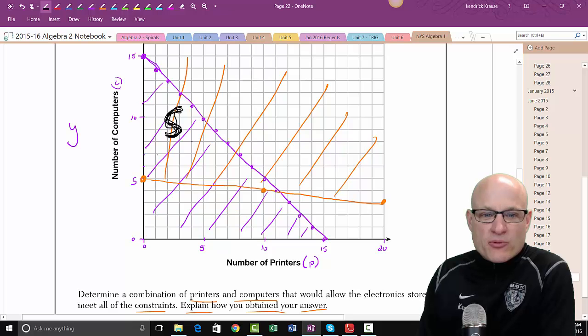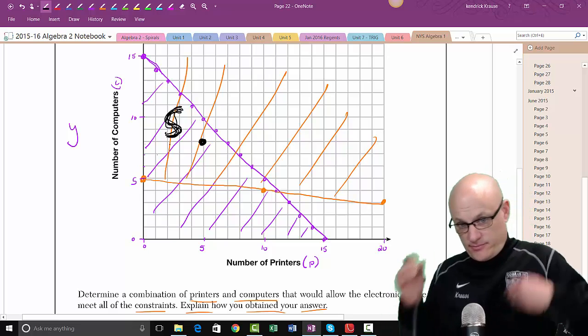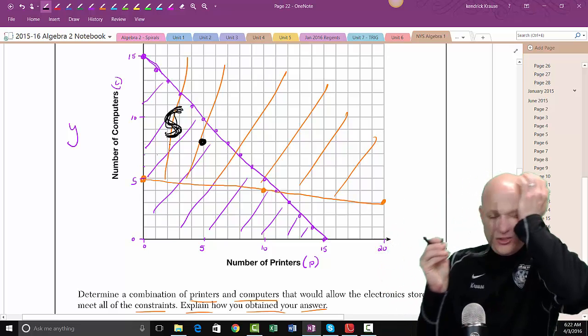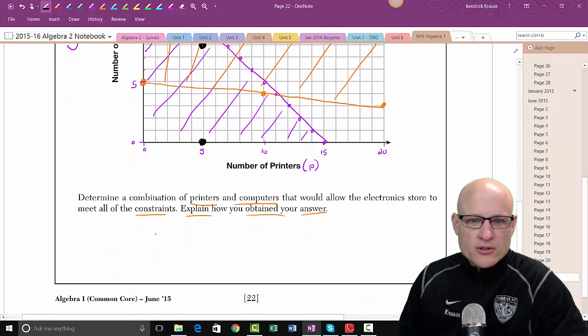So I'm going to pick any point. I'm going to pick this point right here. No, I'll pick this one. It's a lot easier. So that would be 5 printers and 8 computers. Why did that dot come down? So 5 printers and 8 computers.